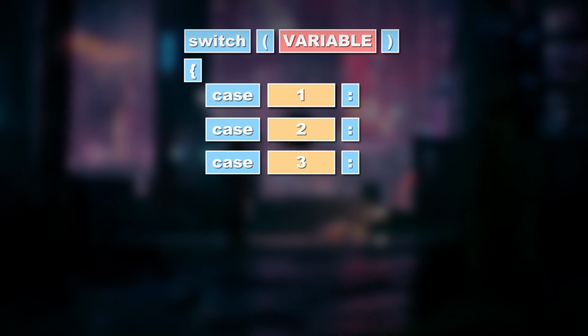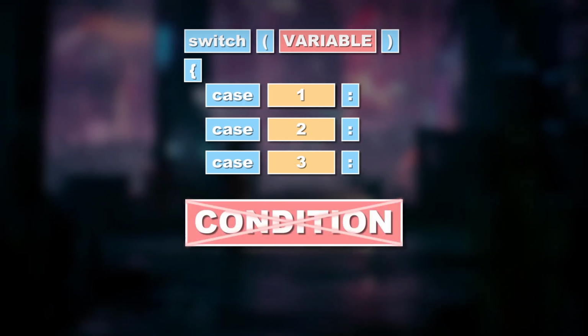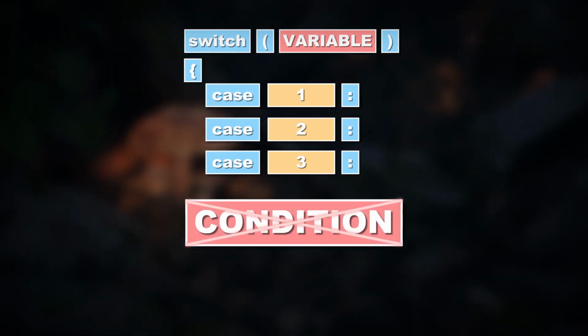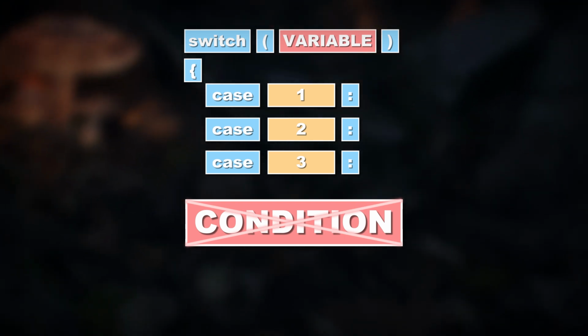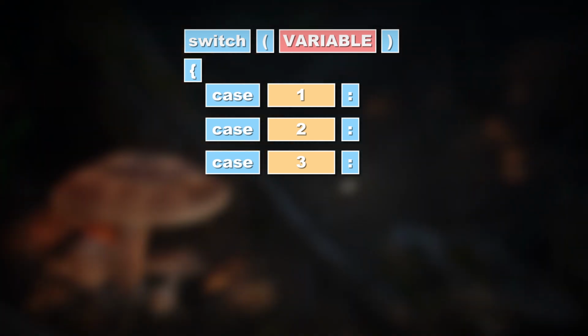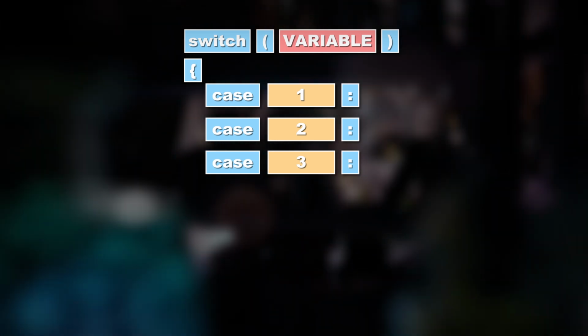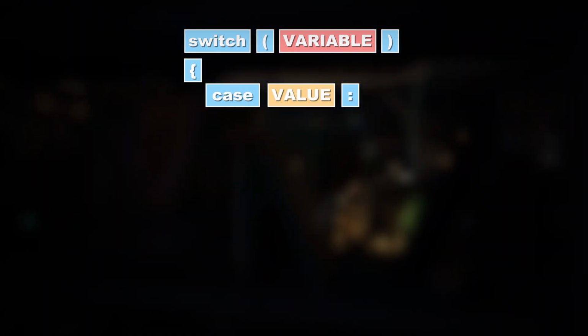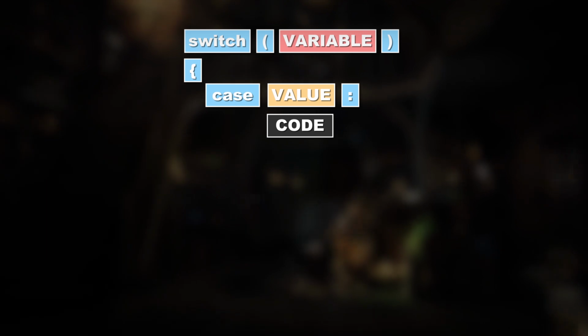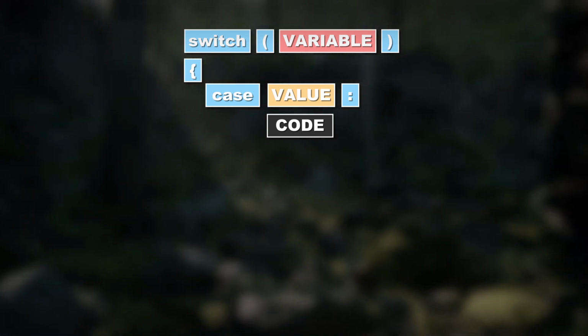And we cannot use conditions like in if statements, so x is less than something. It has to be a constant value, and that's why switch case statements are especially useful for enums. Next, we have to provide a code block for what we want to execute in each case.